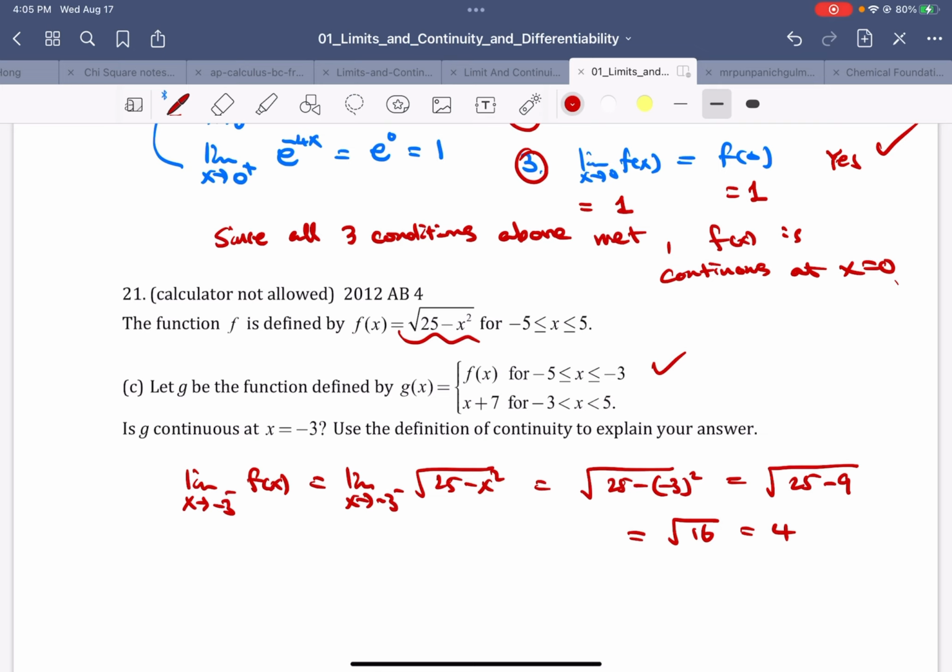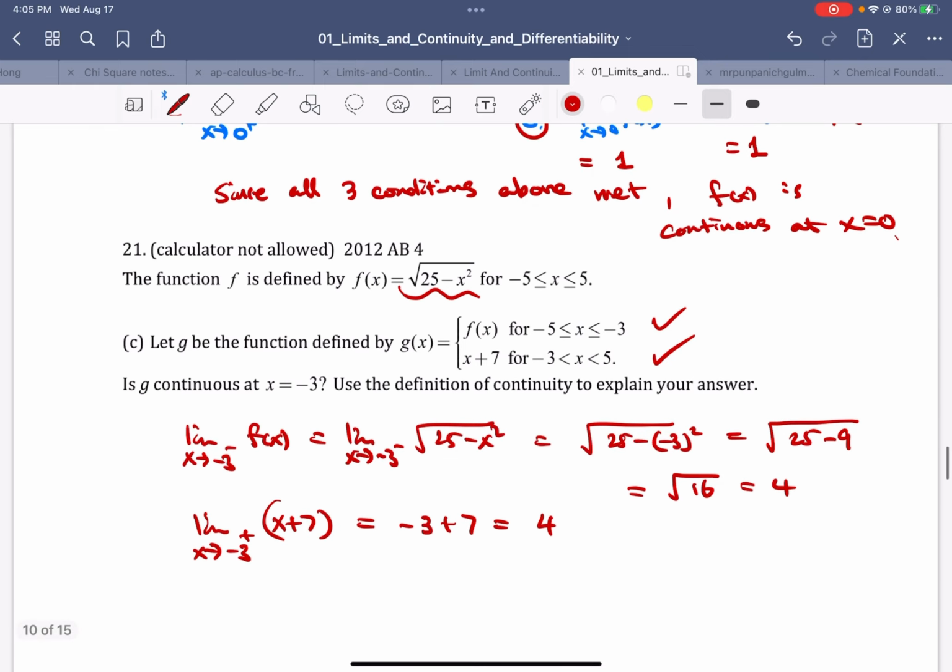Okay. Now, what about right hand side? X equals to negative 3 from positive side. I'm using this one then. So that's x plus 7. When you plug in negative 3, so negative 3 plus 7, so that is a 4. Okay. So you can say, therefore, limit x approaches to negative 3, your g of x exists. Right? That's the first condition because they are equal.